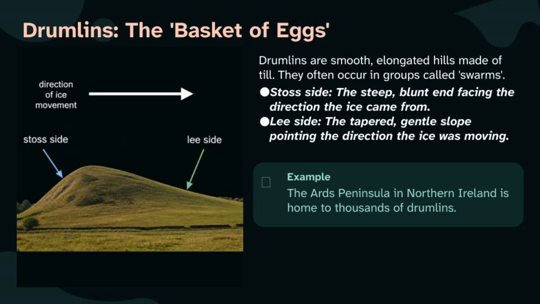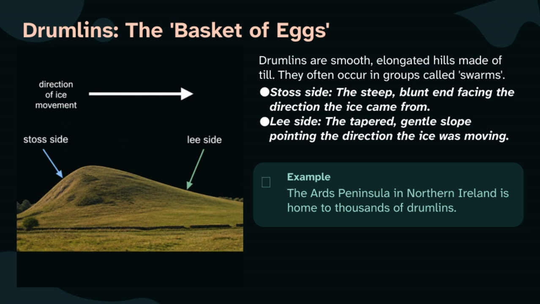Now we are going to look at drumlins. Drumlins are smooth, elongated hills made of till. They often occur in groups called swarms. These landscapes are sometimes described as a basket of eggs because the hills look like a collection of smooth, oval shapes spread across the landscape.